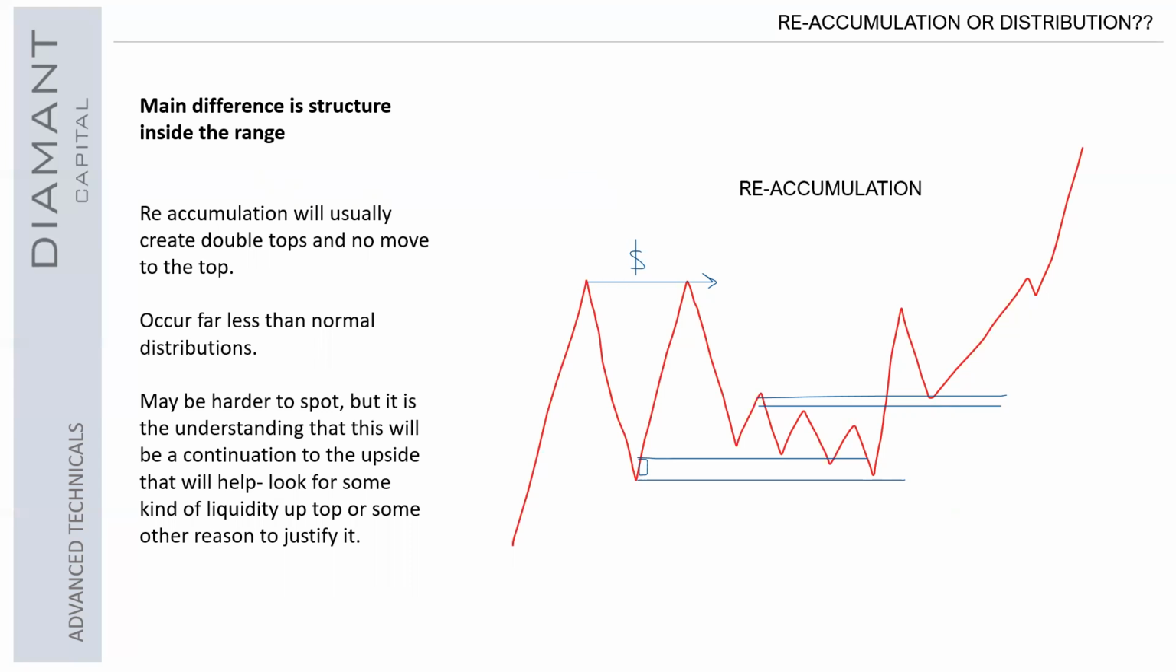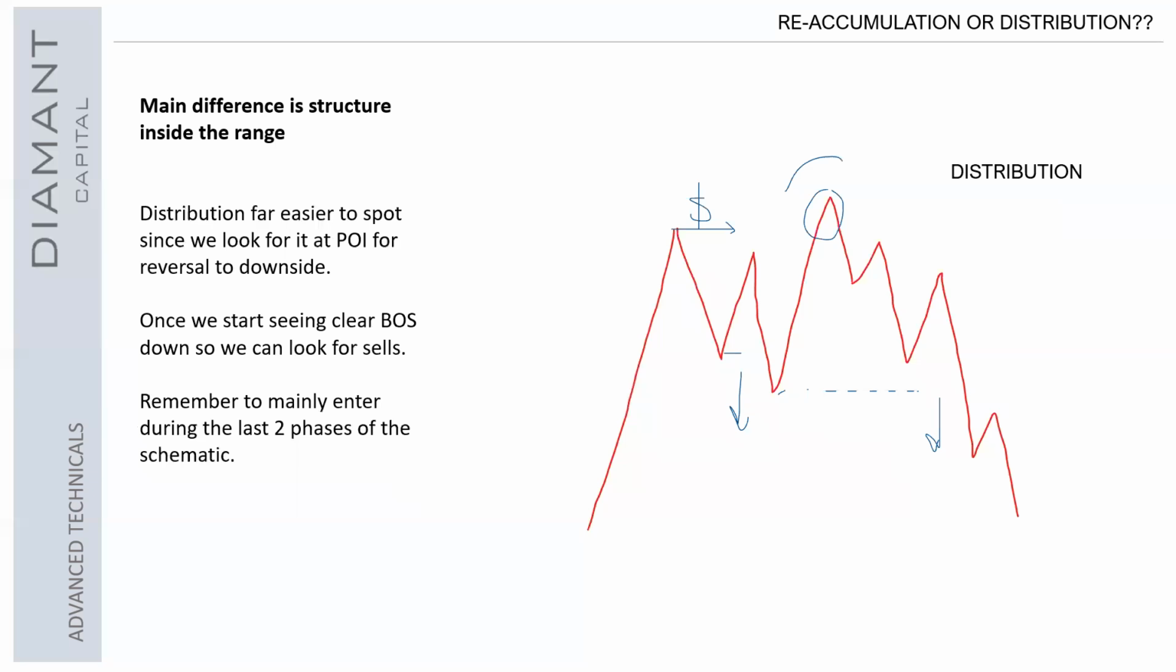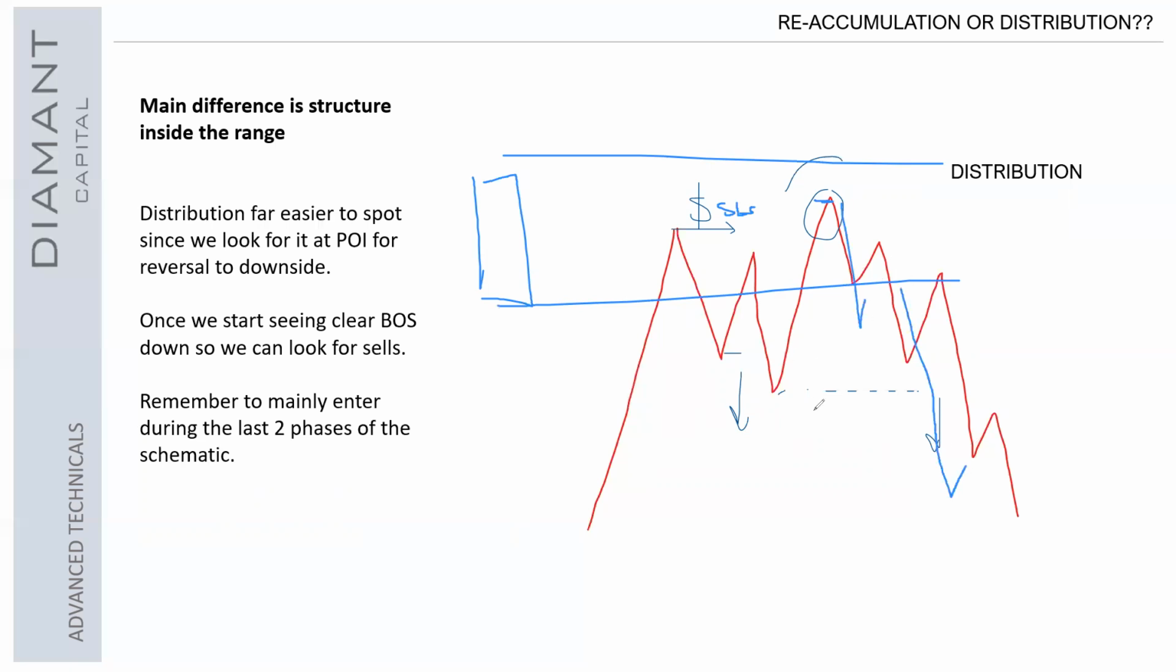So yeah, guys, I hope I made this a bit clearer between reaccumulation and distributions. Obviously, it's the same way around with the other type of schematics as well. On the distribution side of things, they're far easier to spot because you've got this point of interest. We're right there. We start looking for movement there. We got that run on liquidity right there, takes their stop losses, moves down. Then when you've got that move down, that official move down below everything, that's when you know you're in the last phase and that's where you've got to try to enter.